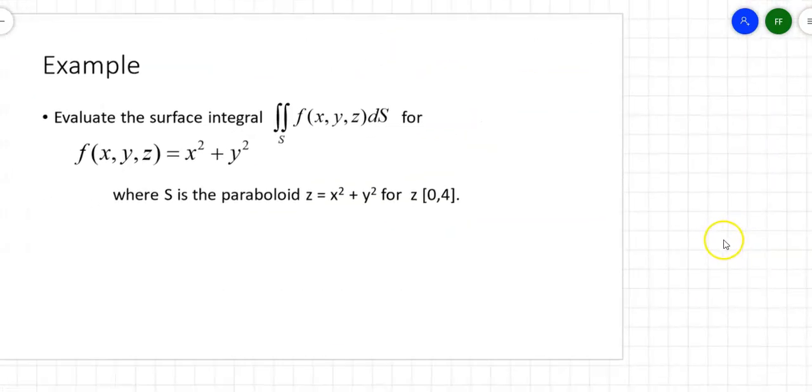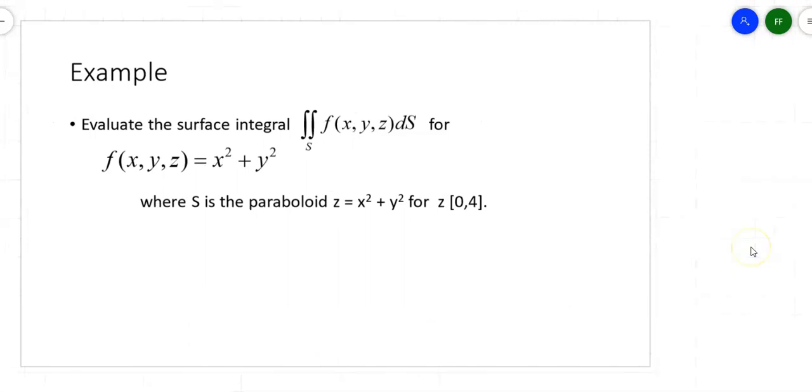Here I'm trying to evaluate a surface integral for a function that is not 1 anymore. Right now that function is given as x squared plus y squared, and the surface that I'm evaluating it over is a paraboloid with z values from 0 to 4. Where do we start? Well, we know what f of x, y, z is, right? F of x, y, z is given as x squared plus y squared. We should take some partial derivatives.